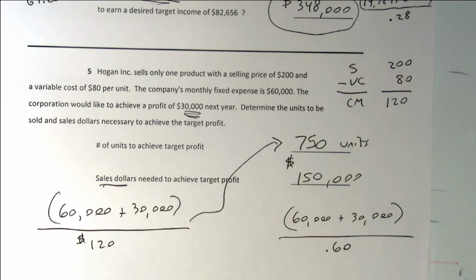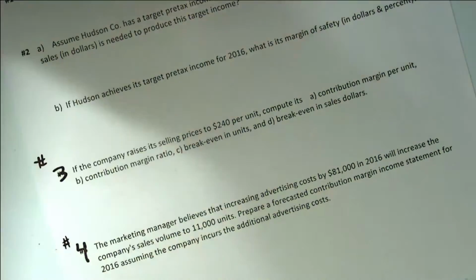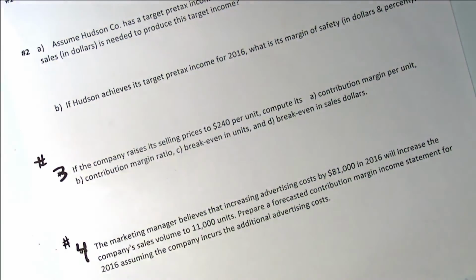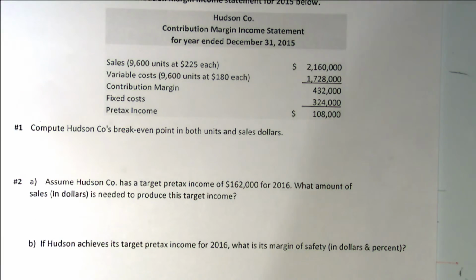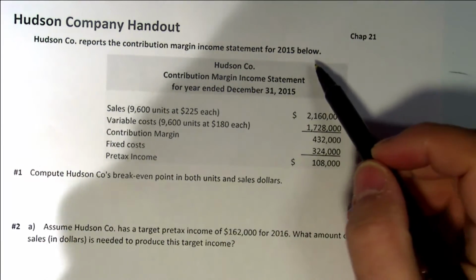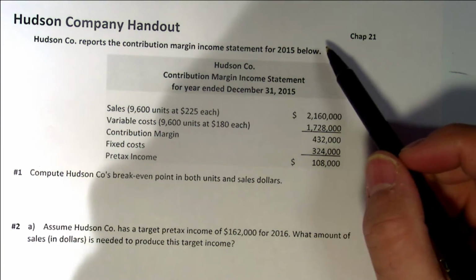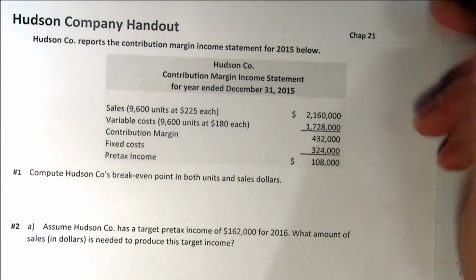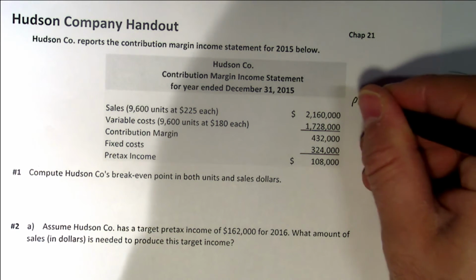All righty. Let's take a look then at the Hudson Company handout. Okay, take a look at that. Let me grab my notes here. All right. Hudson Company reports the CM income statement for 2015 below. I like to write everything over here, so let's go ahead and do that.